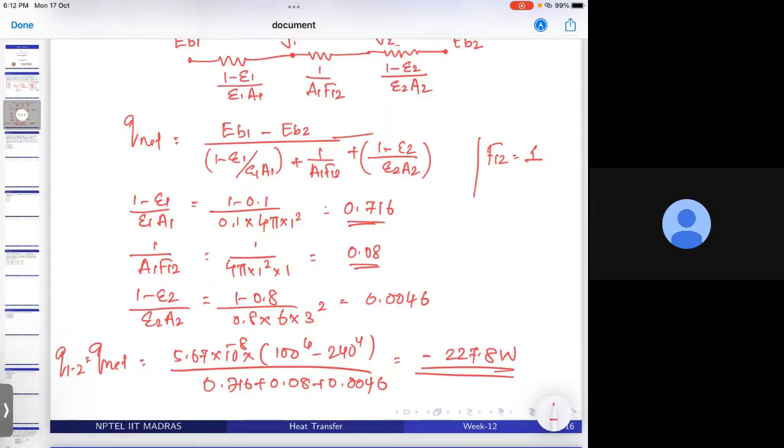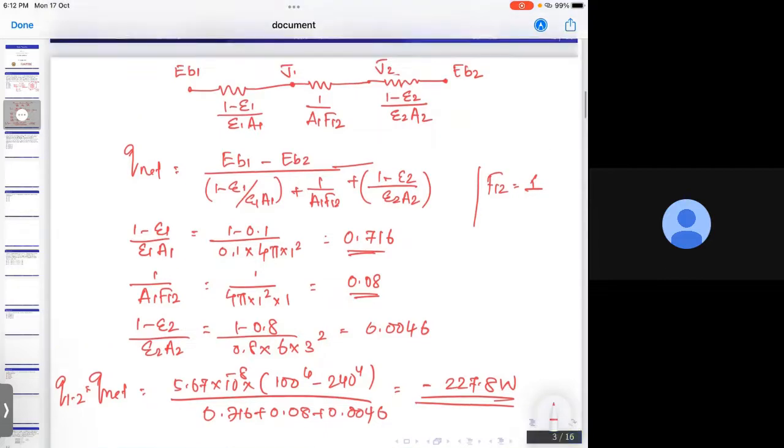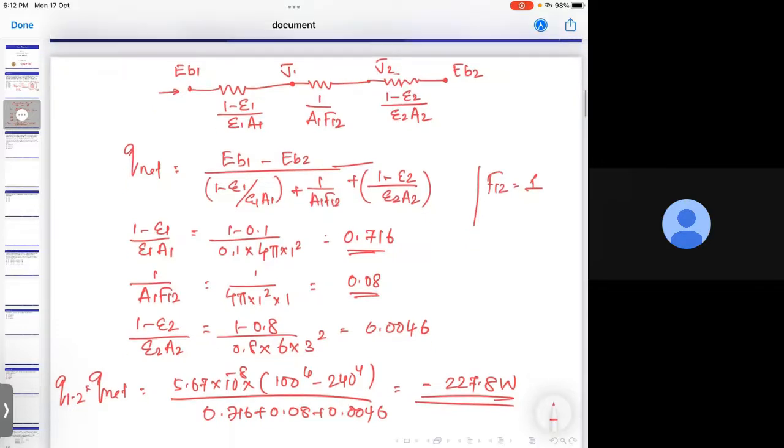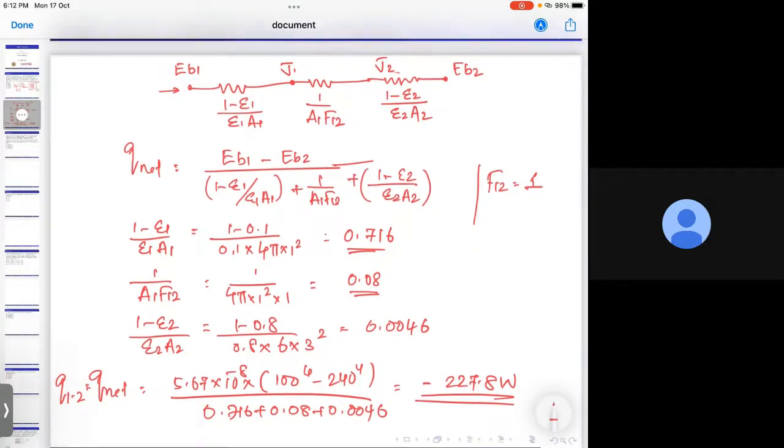So heat is not getting transferred from 1 to 2, but the opposite is happening. That is, the heat is getting transferred from 2 to 1, right? That is why the negative has happened. Initially we assume that it is going from 1 to 2, but actually the opposite is happening, because the temperature of the cubic enclosure is small. So heat is getting transferred from the cube to the sphere, or the sphere is gaining.